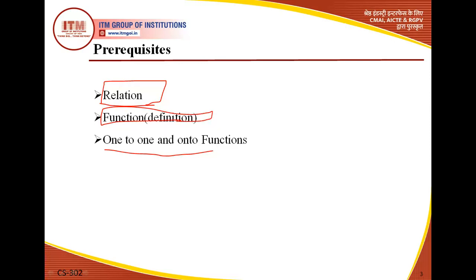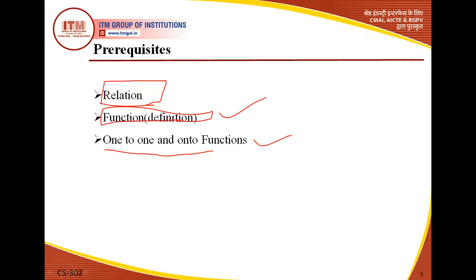Why? Because if you don't know what a function is, obviously there would not be any question of having the inverse of a function. Inverse of a function you can only find if you know what a function is. So if you have a function that is invertible, then only you can find the inverse of it. If you don't know what a function is, there is no use of finding the inverse of it. So you should know the definition of a function. Then you should know what a one-one and onto function is.